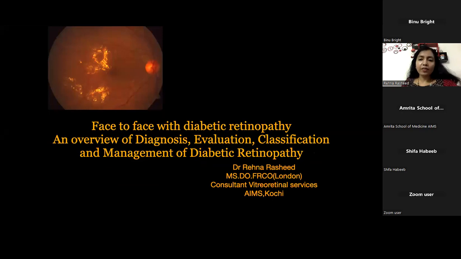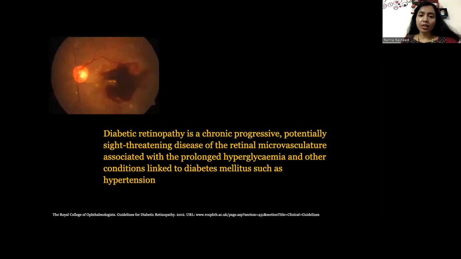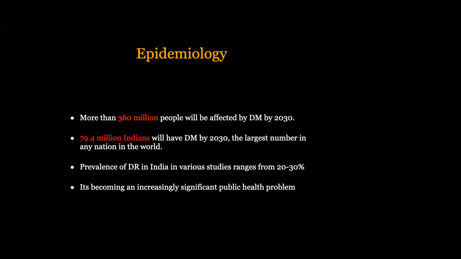Good evening, all. The topic is diabetic retinopathy. I'll be going through an overview of diagnosis, evaluation, classification, and management of diabetic retinopathy. Diabetic retinopathy, as you know, is a chronic, progressive, potentially sight-threatening disease of the microvasculature of the retina, which is associated with prolonged hyperglycemia and the conditions linked to diabetes mellitus, such as hypertension.